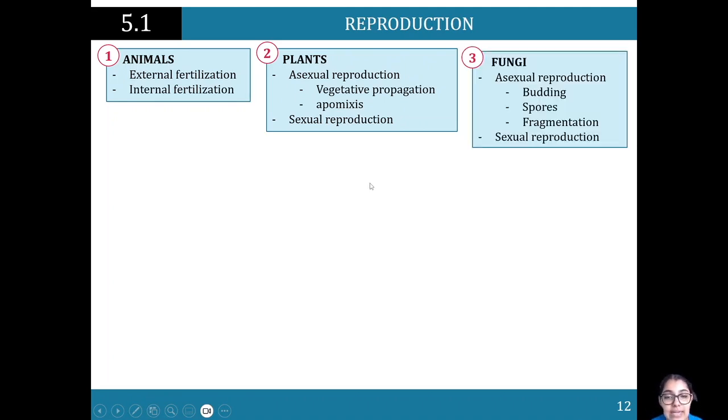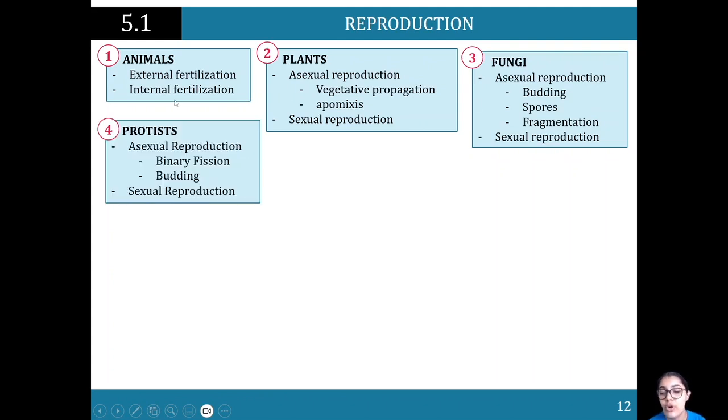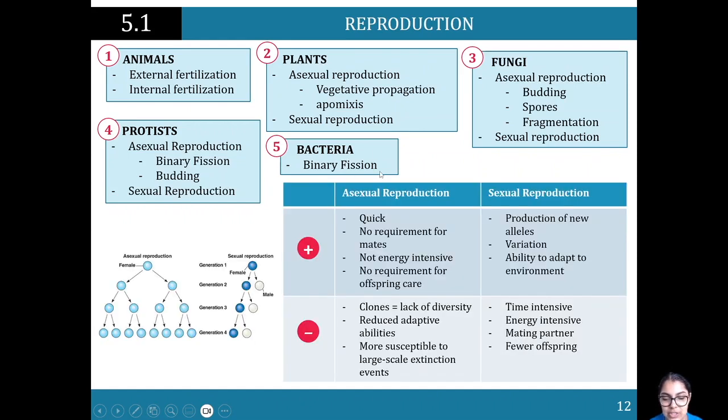You would have looked at fungi, and within that talked specifically about the processes of budding, spores, and fragmentation in asexual reproduction, and also sexual reproduction. For protists, be able to talk about binary fission and budding as forms of asexual reproduction, and also the method for sexual reproduction. And finally, in bacteria, the only method of reproduction is binary fission, which is asexual.